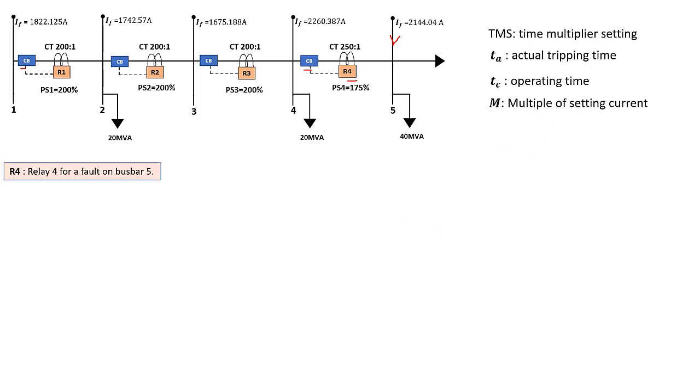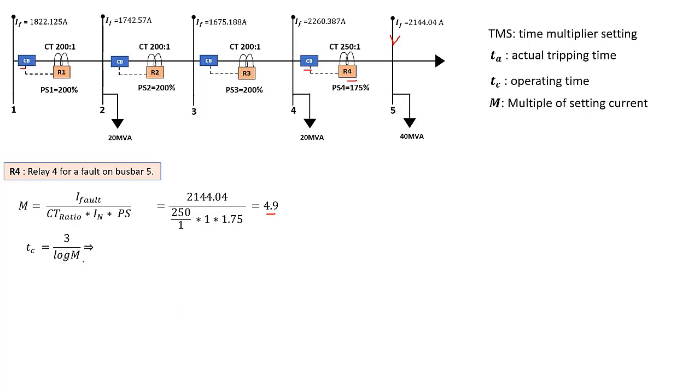Now, the first thing to do is to calculate the multiple of setting current. For relay 4, which is looking out for a fault on Busbar 5, the multiple of setting current M is given by the formula: M is equal to the fault current divided by the CT ratio times the nominal current of your CT times the plug setting. The nominal current is 1 amp. We have a plug setting, so we can replace everything, and we find M is equal to 4.9.